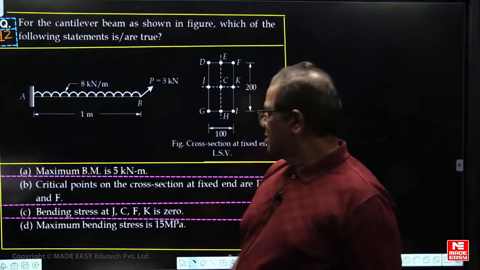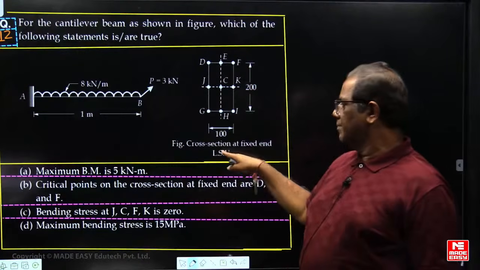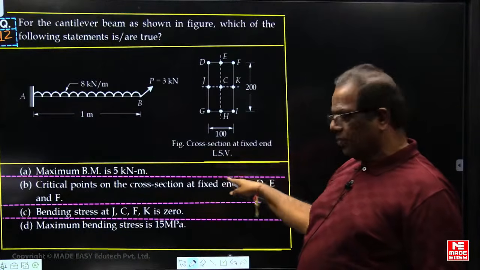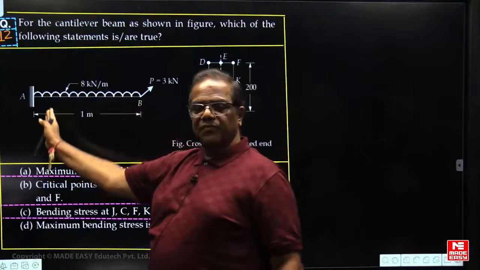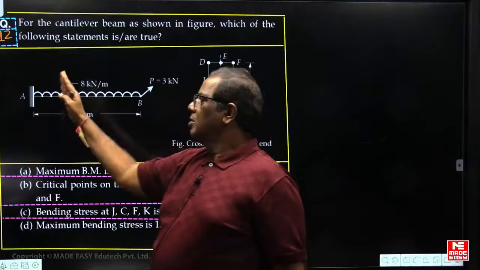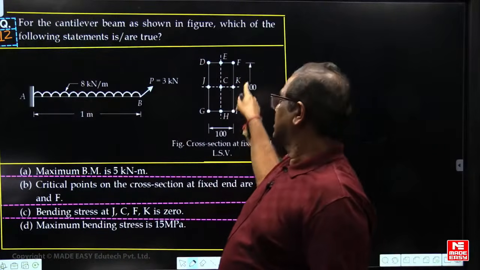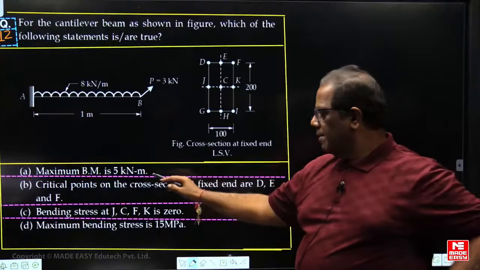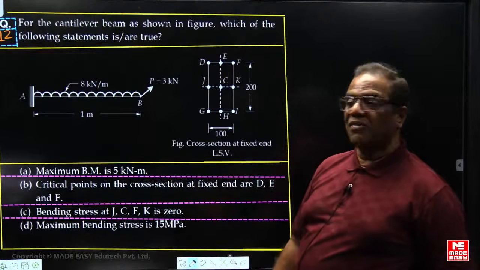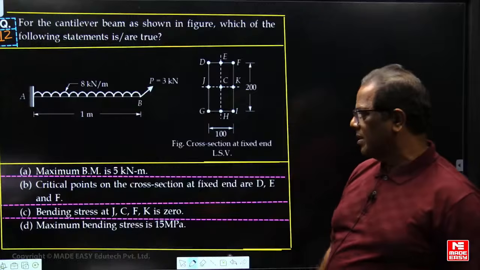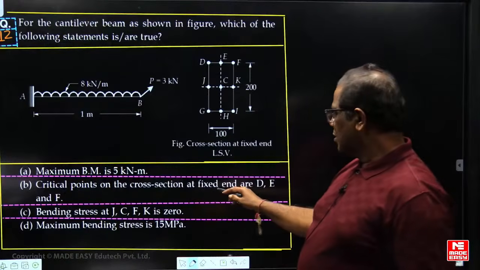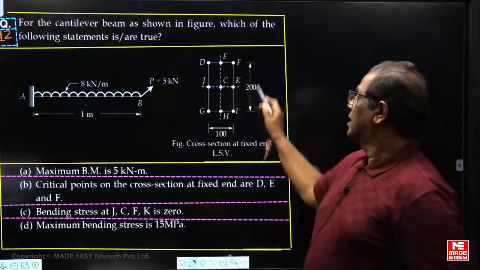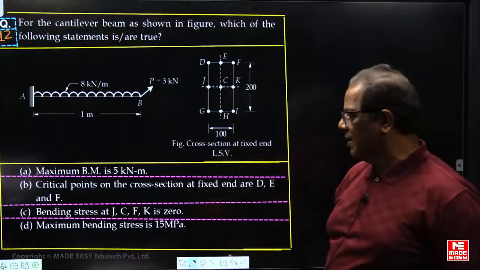3 kilonewtons. Now this is a cross section. The cross section at the fixed end means the left side view, which can be seen from the left side and drawn on the right side. Now what is asked in the question? Maximum bending moment is 5 kilonewton meter. Critical points on the cross section at the fixed end are D, E, F. These are the critical points given.